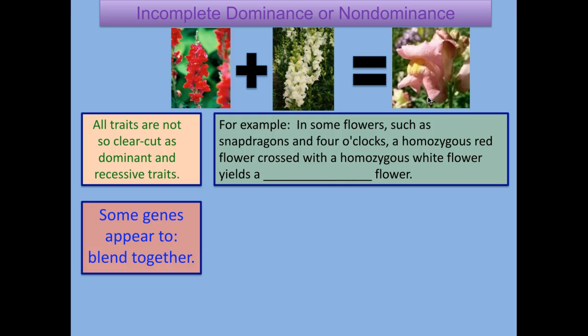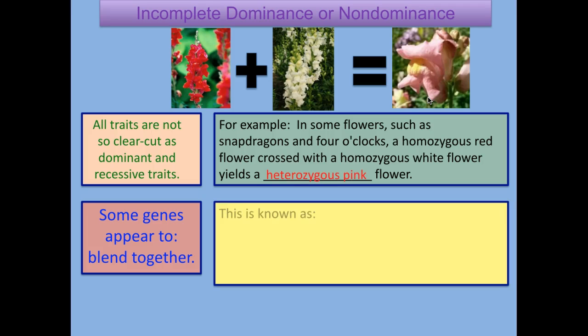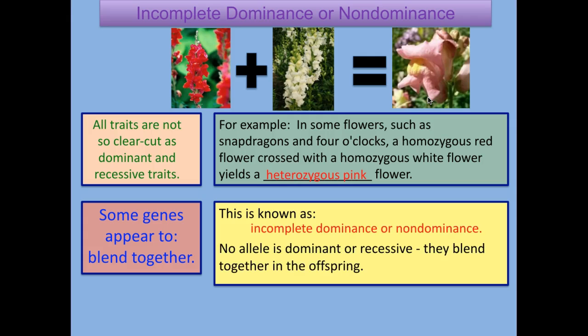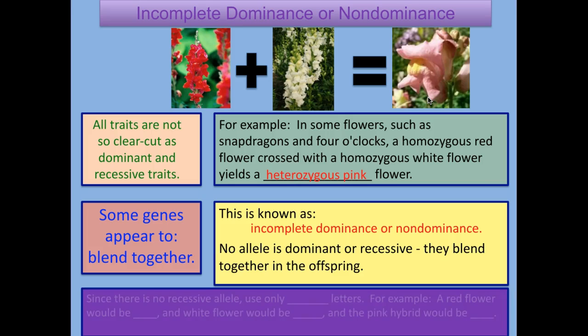you could think of that as like big R, little r, yields a heterozygous pink flower. And this is known as incomplete dominance or non-dominance because no allele is dominant or recessive. You could think, in a sense, they're equal. Okay? So they blend together in the offspring.